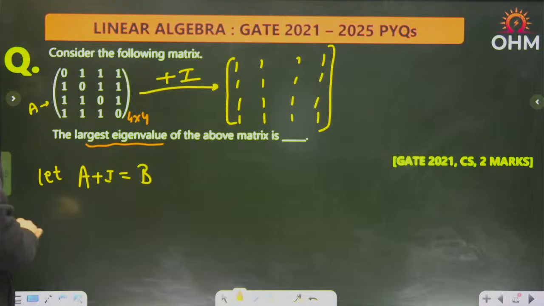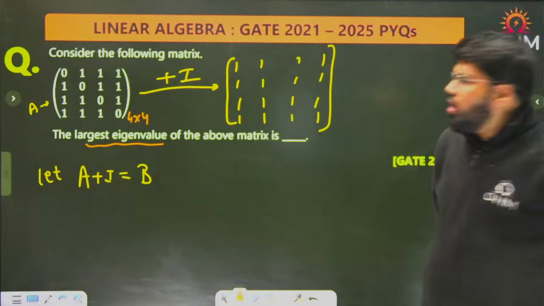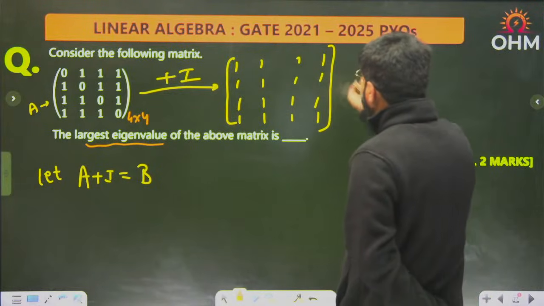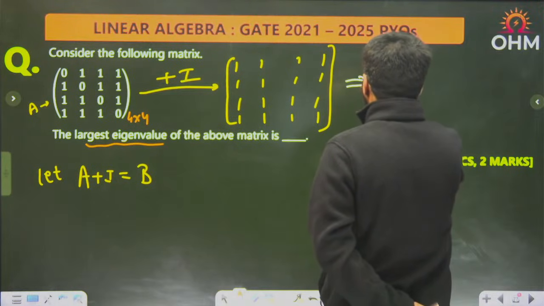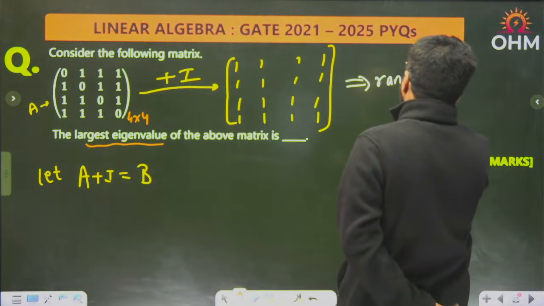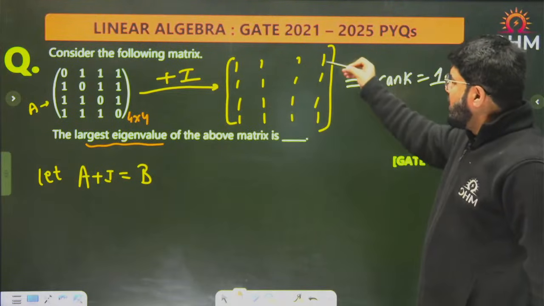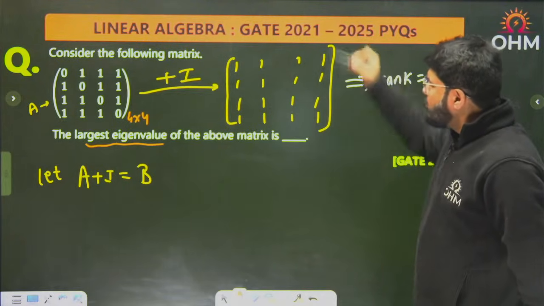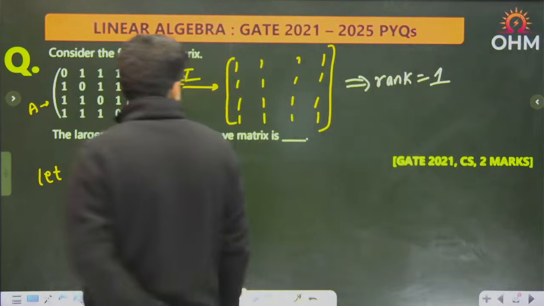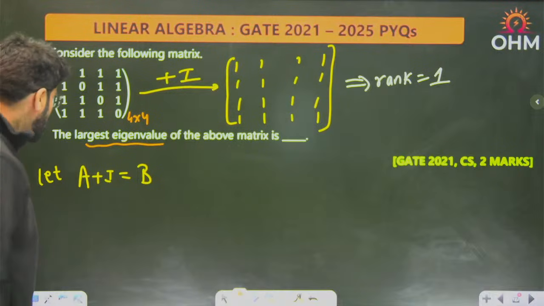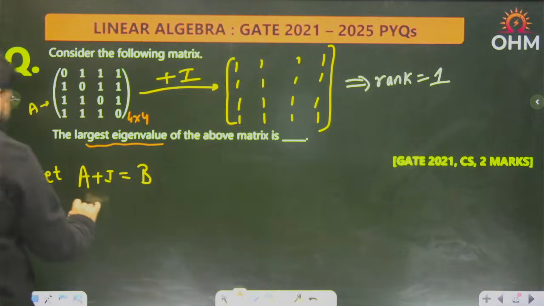Can we talk about the rank of this matrix? All rows are proportional, only one independent row. Such questions we have solved already. When all the rows are proportional, the rank of the matrix is 1. R2 is R1, R3 is R1, R4 is R1. So rank is the number of independent rows, which is equal to 1 here. So the rank of the B matrix is 1.